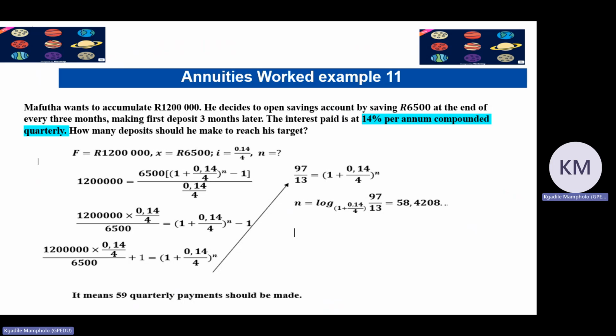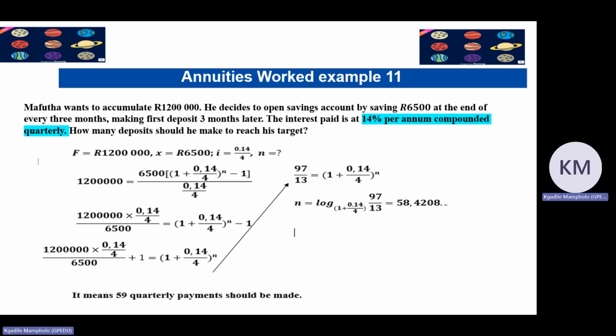Then everything is substituted here. You cross multiply to get this, and then obviously, if this -1 comes to this side, then you'll have 97 over 13. Then normally, please avoid rounding off in every step. The answer will be incorrect. So I'll advise you, if your answer on your calculator can be a fraction, leave it as a fraction and substitute in the log as a fraction.